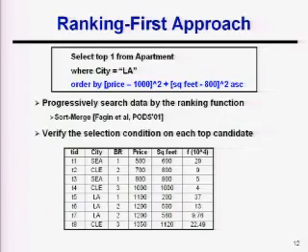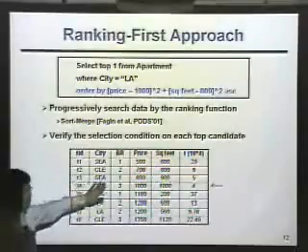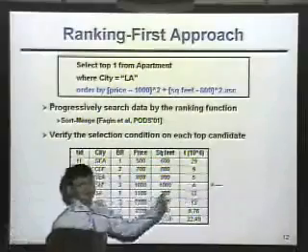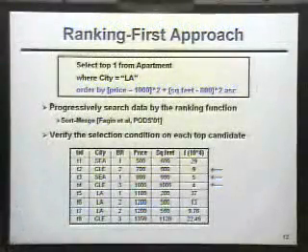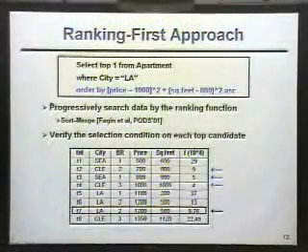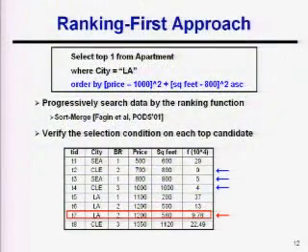The next one is ranking first. Again, I will hide the details of how they do ranking, how they search for the best tuple, the best object according to the ranking function. What they do is first locate the best object which has the best ranking score, and then they go to the next, and they go to the next. Unfortunately, all these data objects do not satisfy the selection condition, and then finally they get this one. So obviously, this approach also has some disadvantage because they cannot push selection and ranking together.